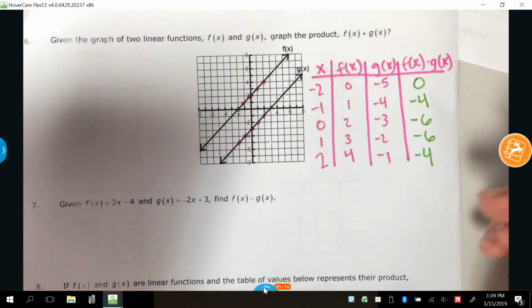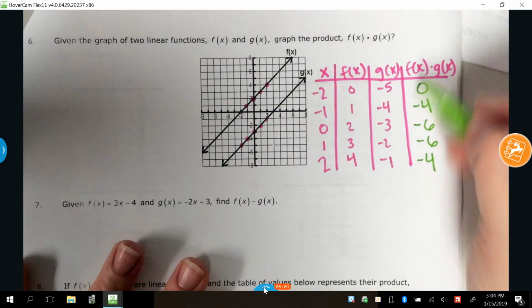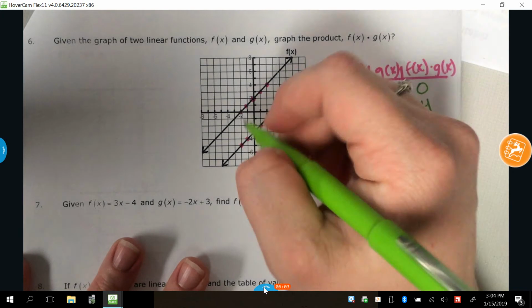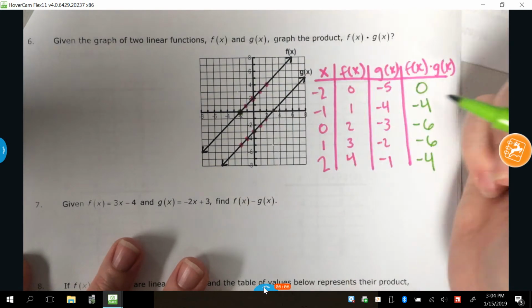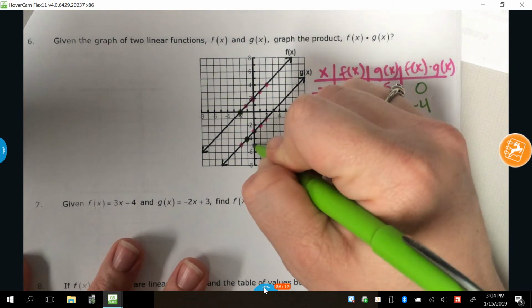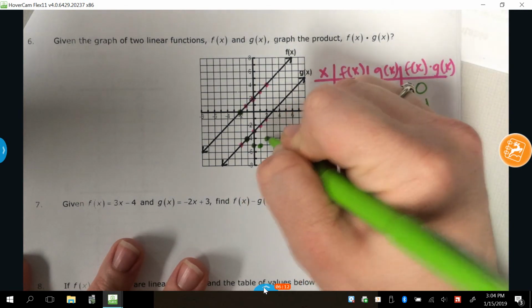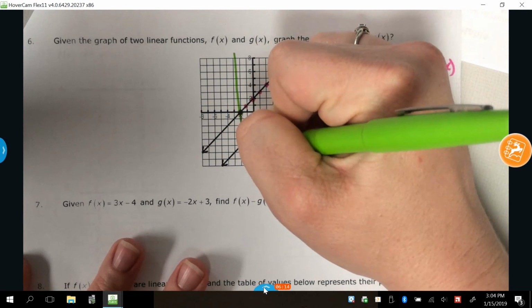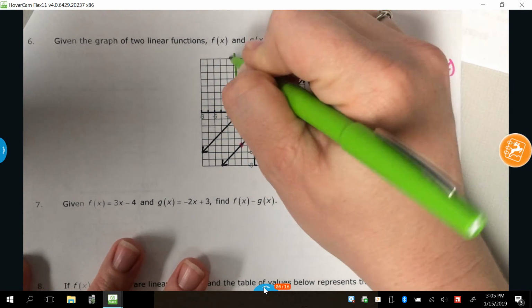So my new graph will have these points. Again, this will be multiple choice, so you'll just pick the graph with those points. Negative 2, 0. Negative 1, negative 4. 0, negative 6. 1, negative 6. And then again a negative 4. So it's going to be a quadratic and look like that.